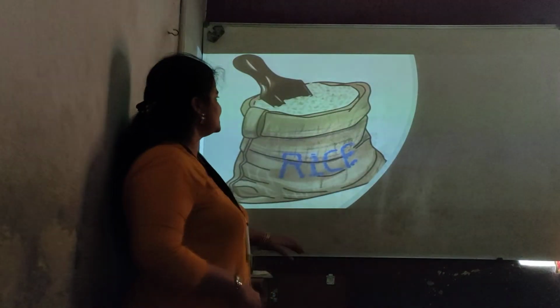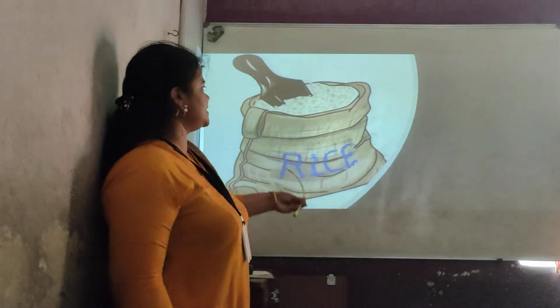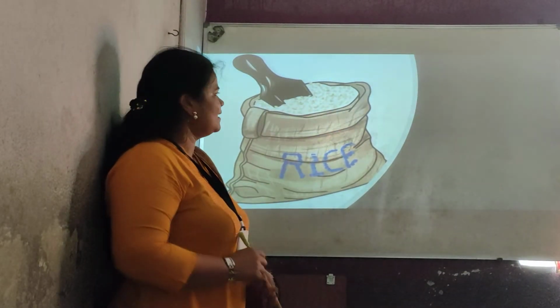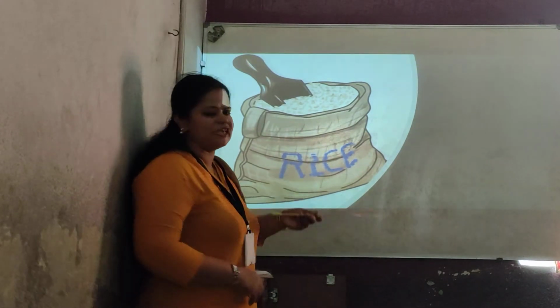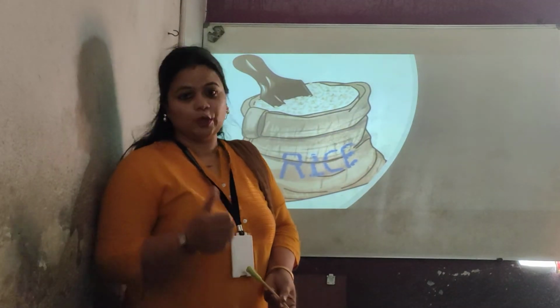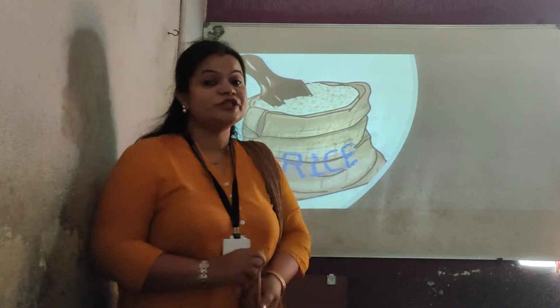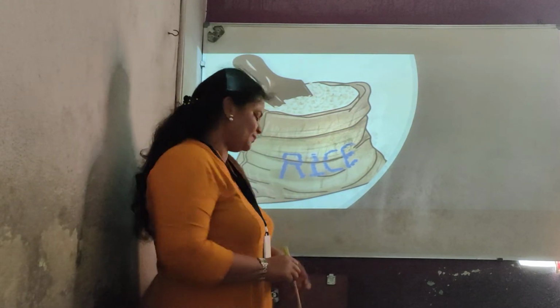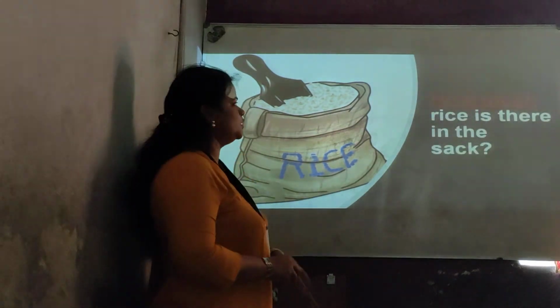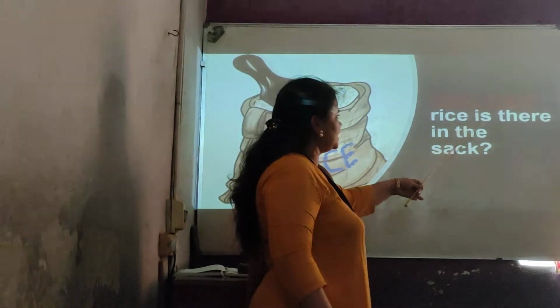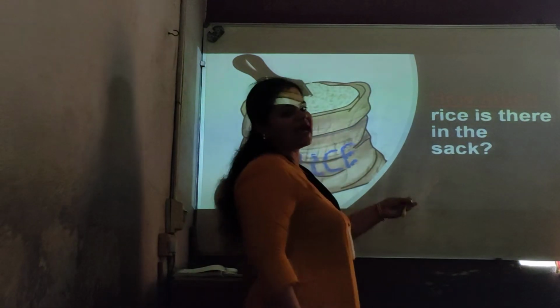Let's see one more example. What do you see here? It's a sack of rice. Now tell me, can we count this sack of rice? No. So it will come under uncountable. So which question word do we use here? Very good. We use how much. How much rice is there in the sack?